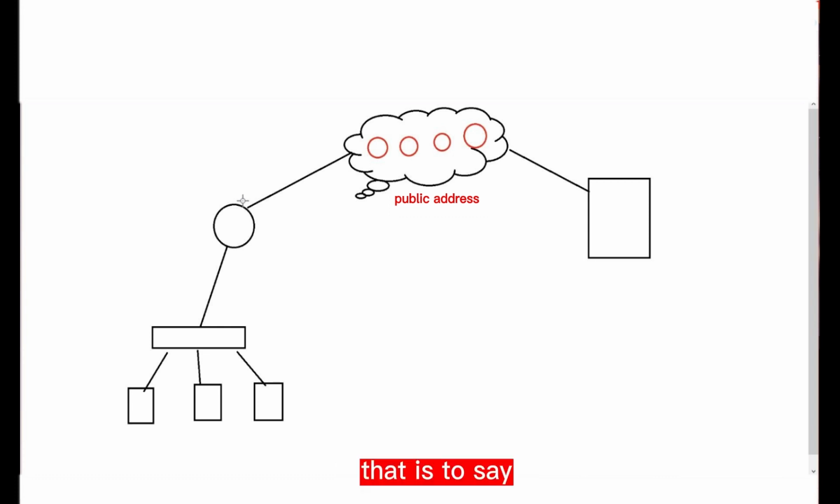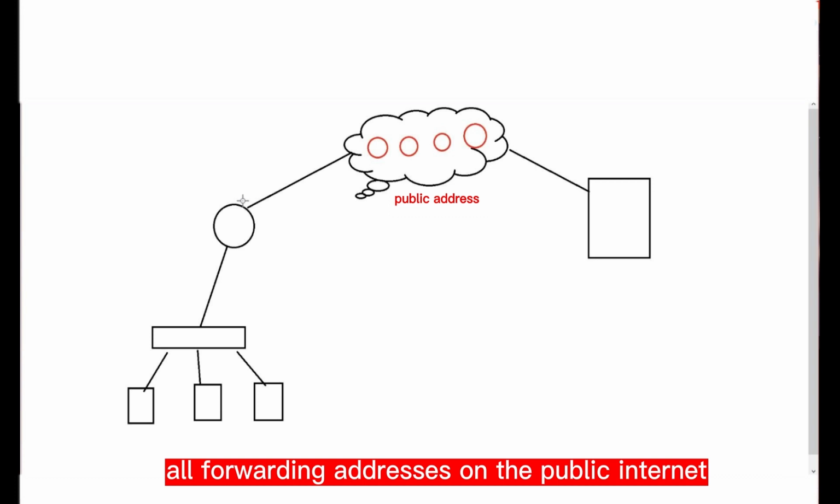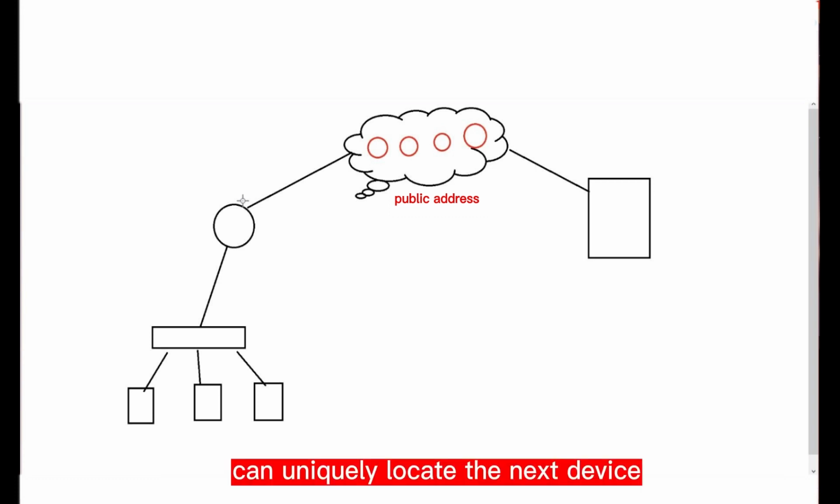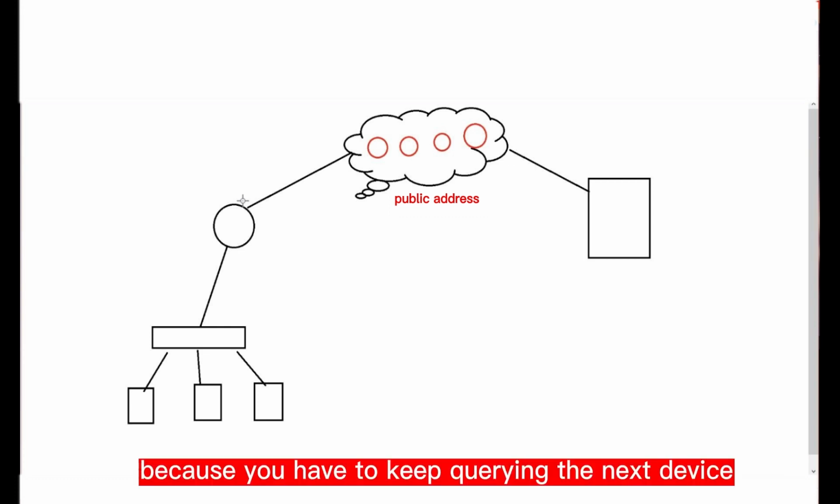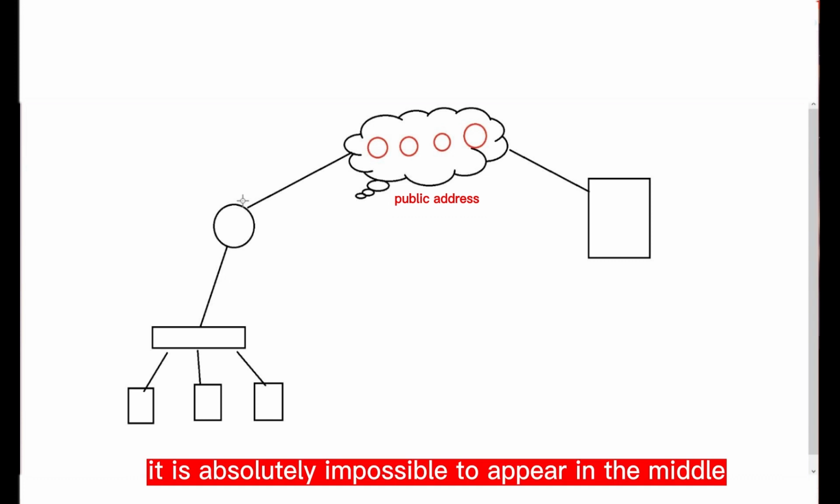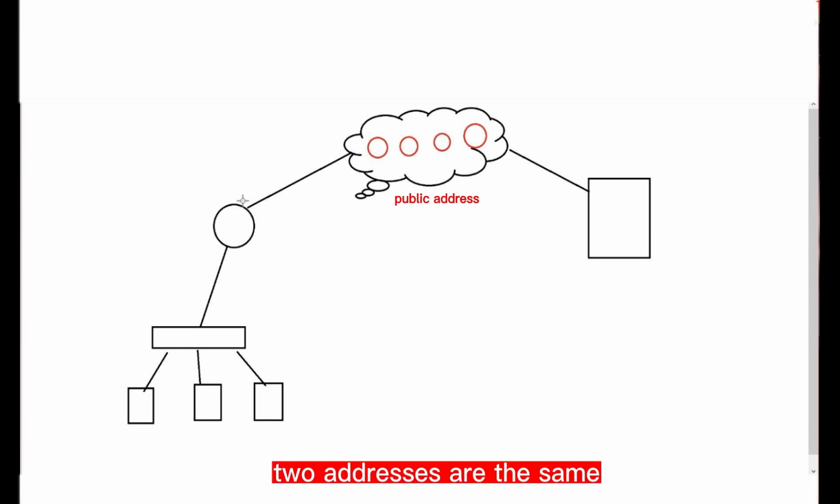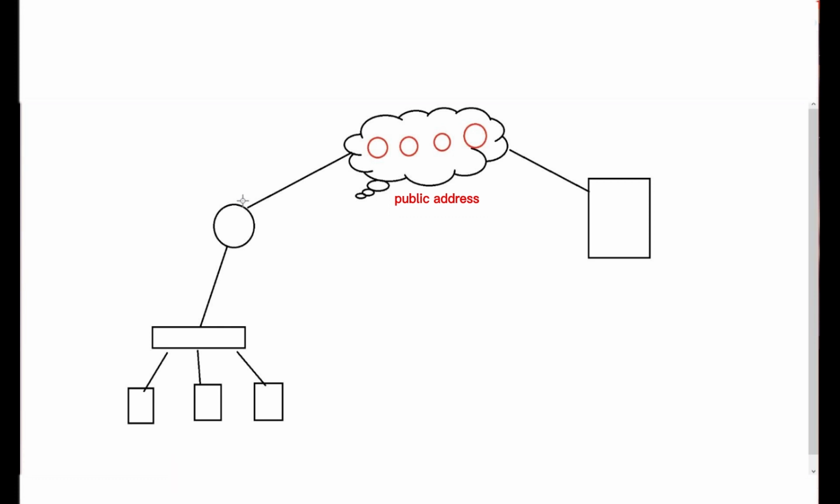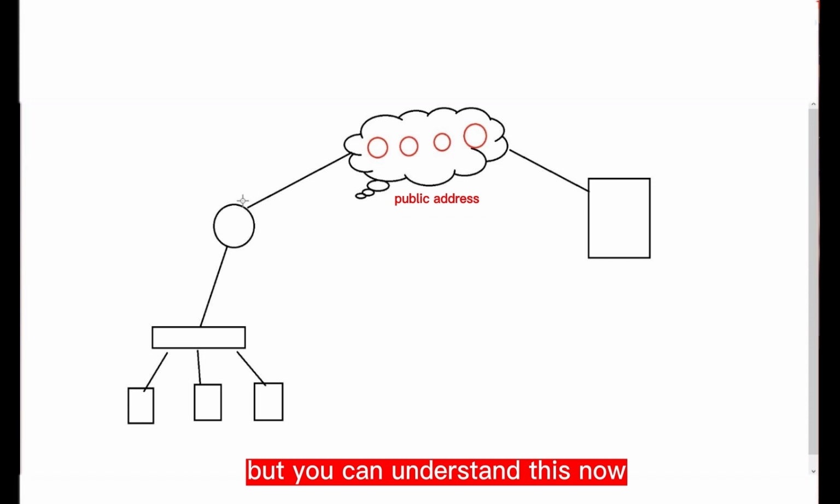That is to say, all forwarding addresses on the public internet must be able to uniquely locate the next device, because you have to keep querying the next device and forwarding. It is absolutely impossible for two addresses to be the same in the middle. Certainly, it's not absolute. Later you will find out it's not as simple as what we're learning now, but you can understand this for now.